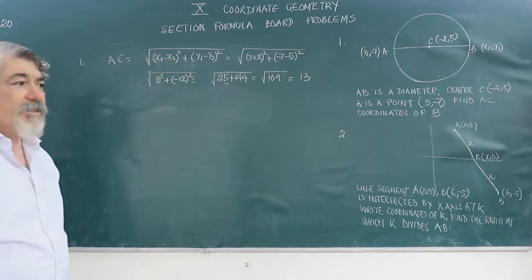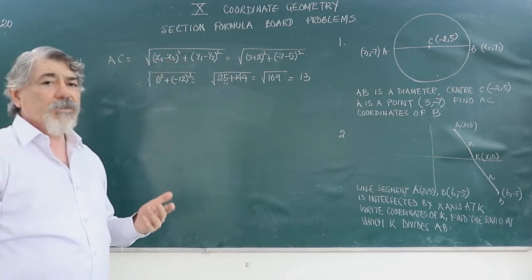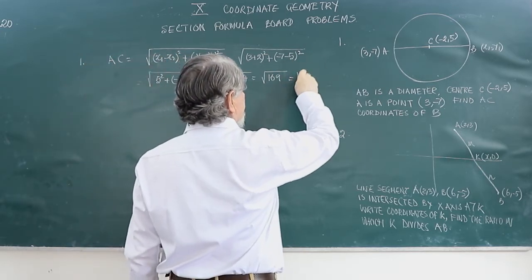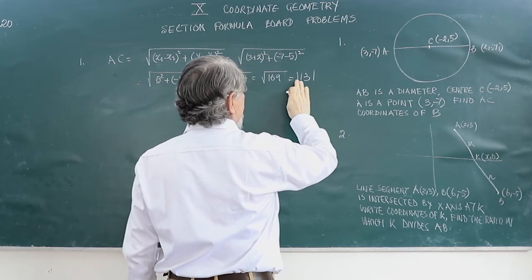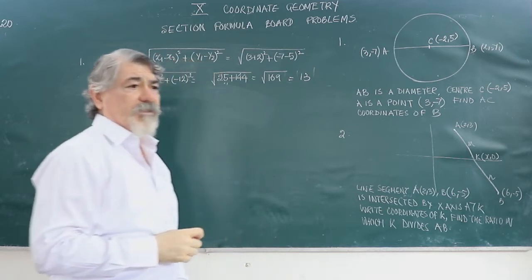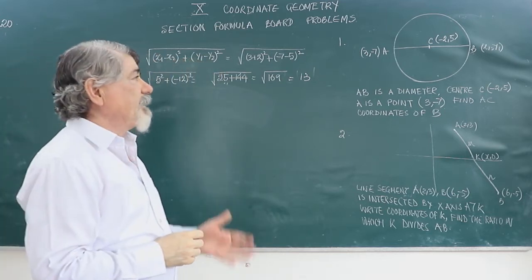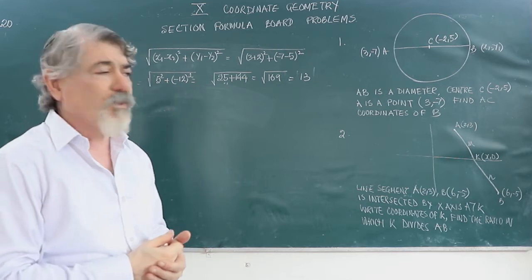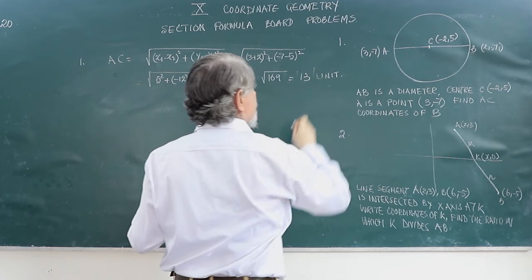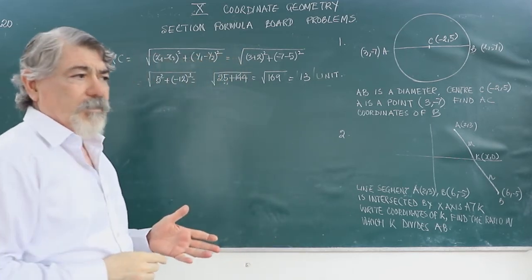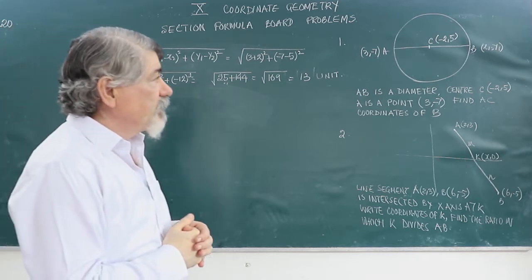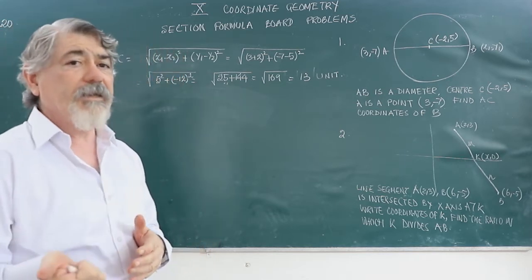We don't take minus because we are calculating a distance, so we actually take the modulus. When we take a square root, we always take the modulus of 169, so it will be positive always. Why is it positive? Because it is distance. Distance will always be positive. Whatever the unit is, 13 units, because distance will have a unit: centimeter, kilometer, decimeter, decameter, whatever it is. So 13 units.